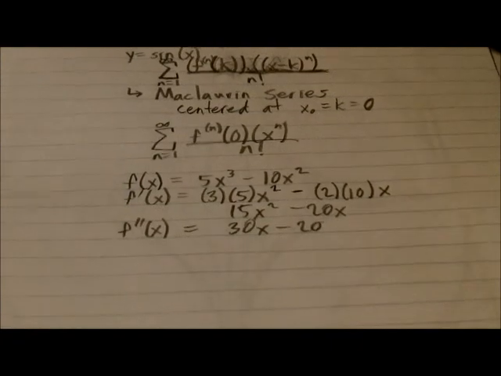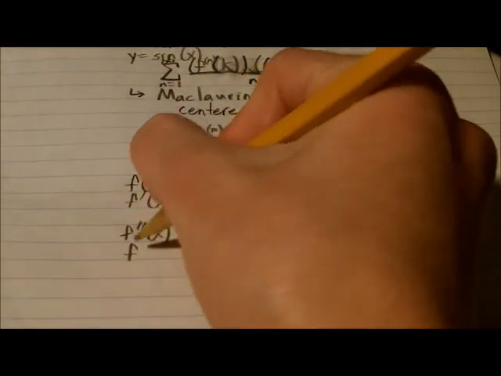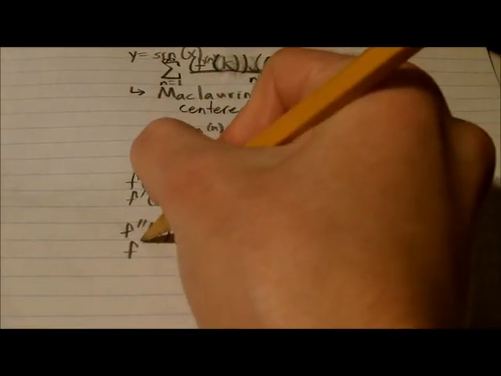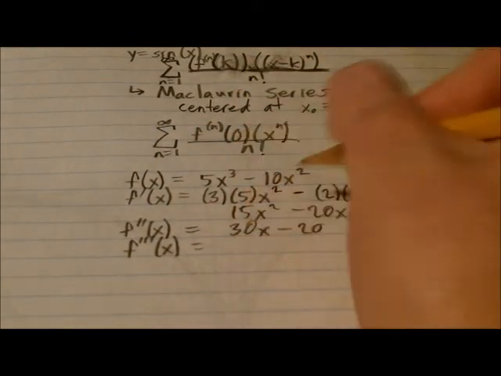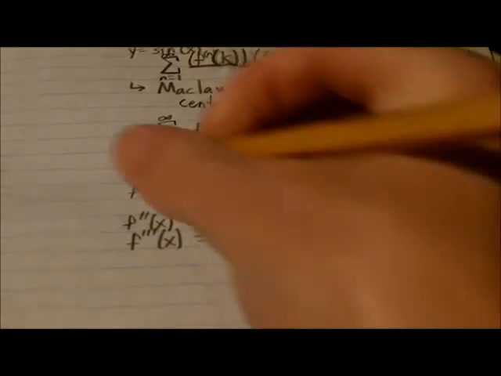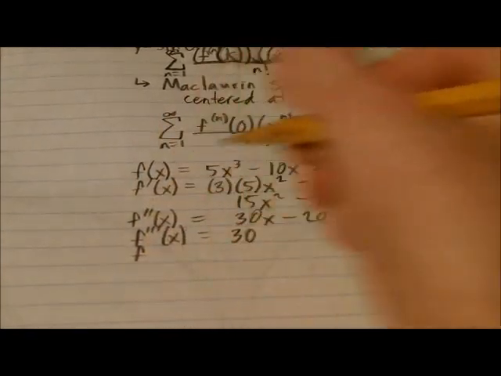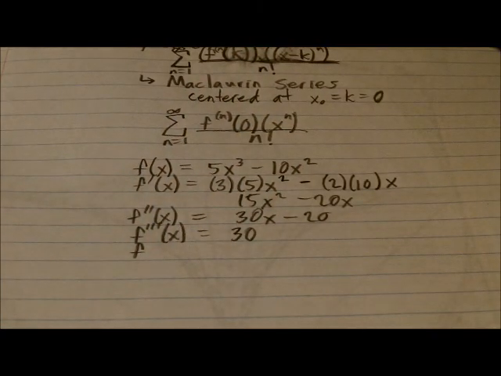And we can keep going and going. Derivative of a derivative of a derivative. F prime prime prime x really would be just 30. Anything onward, of course, will just be 0, since the derivative of a constant is just 0.